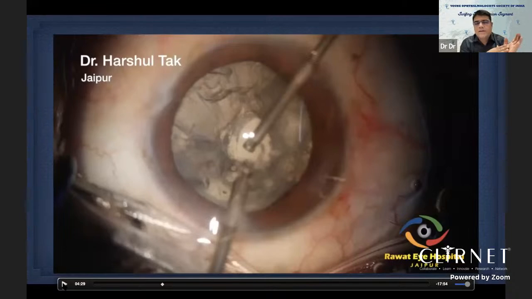So you should know your machine well. You should know how the cutter works and what the principles are. The basic principle of vitrectomy remains the same for years. The principles are the same, either you do limbal or through pars plana. Many surgeons do pars plana vitrectomy.